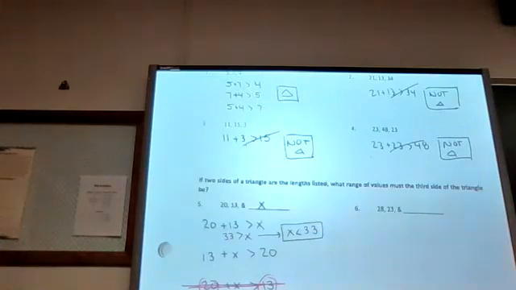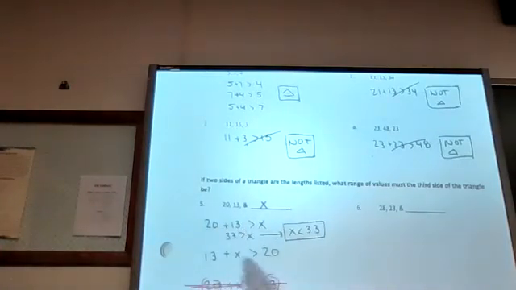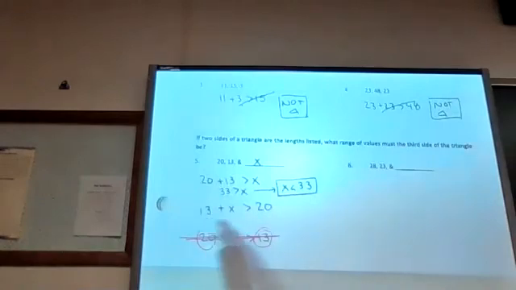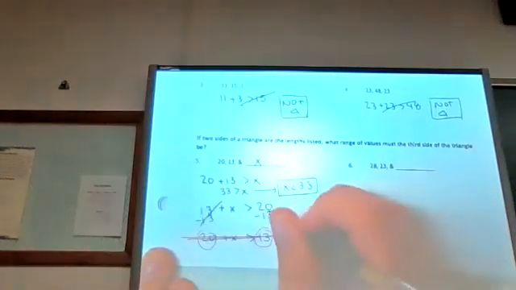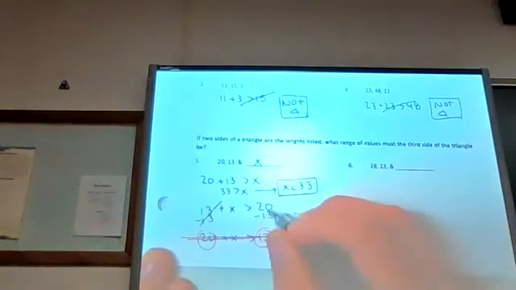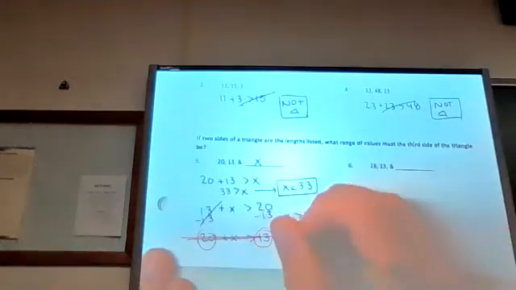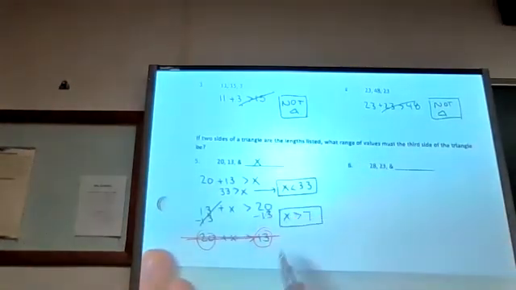So on the first inequality, I just had to add them together. What do I do for this inequality to solve for x? What can I do here to get x by itself? Just like an equation, I can subtract 13. So if I subtract 13 from both sides, that's going to tell me that x is greater than 20 subtract 13 gives me 7. There's my range. X has to be greater than 7 and less than 33.